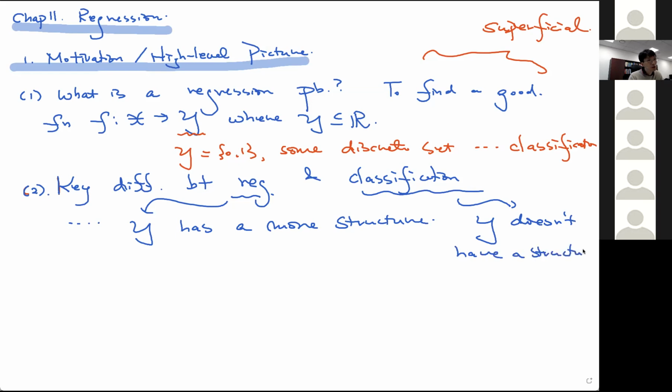So what do you mean by structure in this case? What I mean by structure is that in one case there is a structure, but in the other case it doesn't have a structure. So what do we mean by structure? By structure, we mean, in this specific case, a distance.